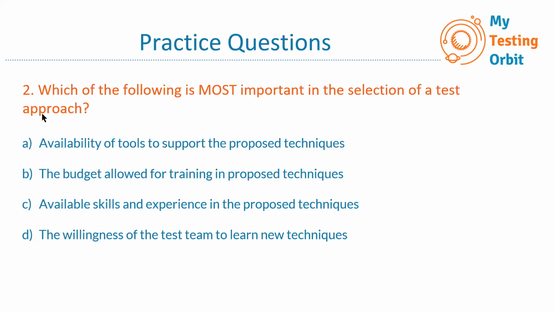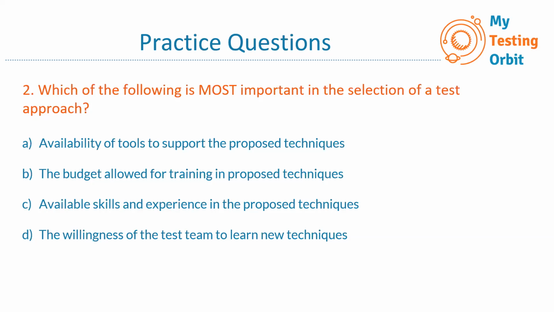What we are looking for is which of the following is most important in the selection of a test approach. The number one is availability of tools to support the proposed techniques. This does look good, but let's see the rest of the options as well. The budget allowed for training in proposed techniques. No, this is not one of the most important in the selection of a test approach. Then the next one is available skills and experience in the proposed techniques. So if we have to compare C and A, then C would be the best answer.